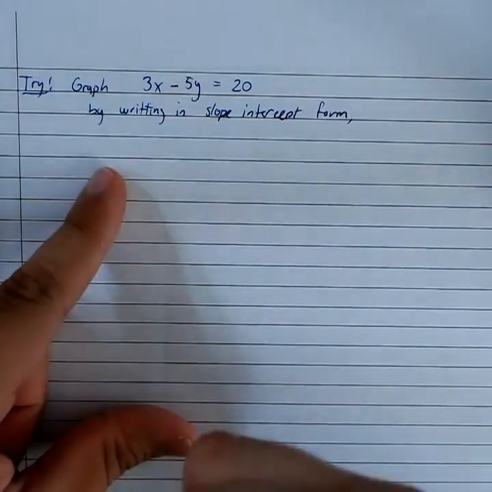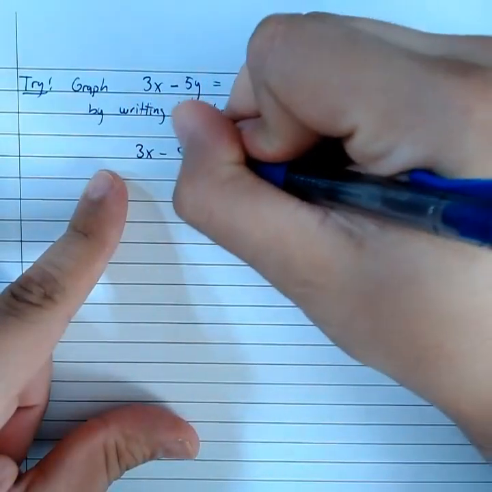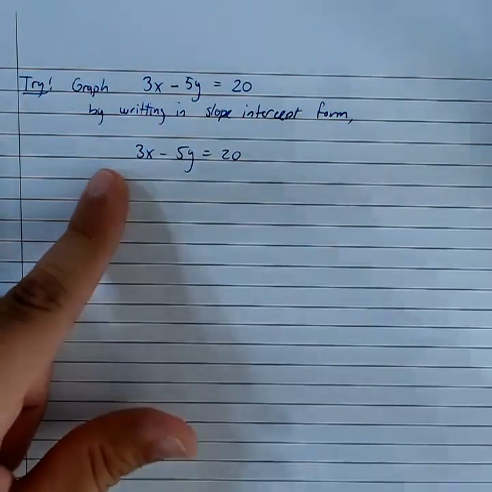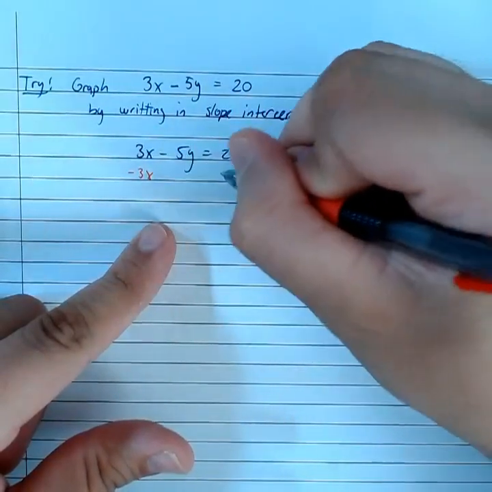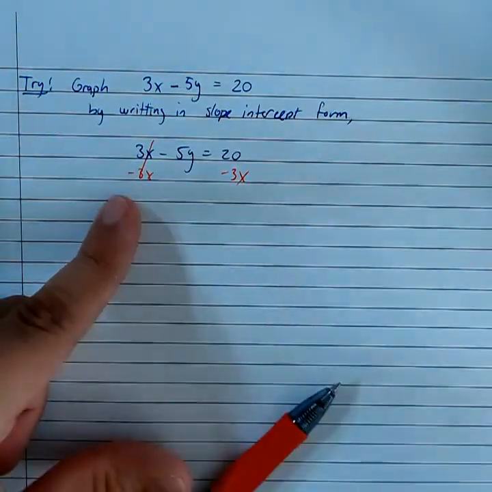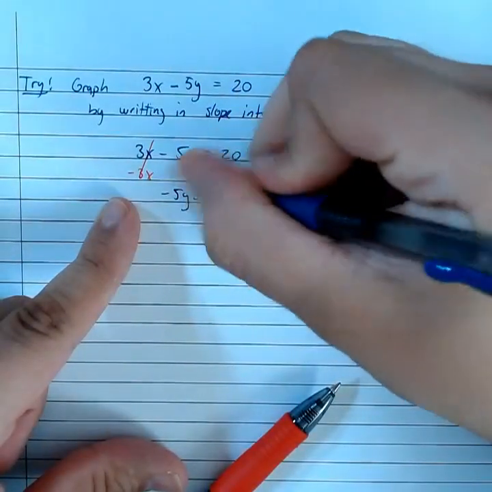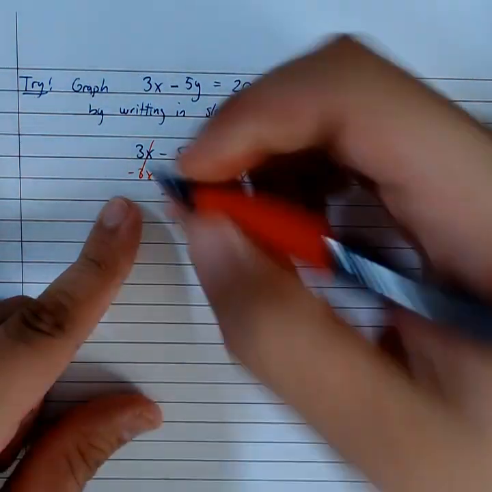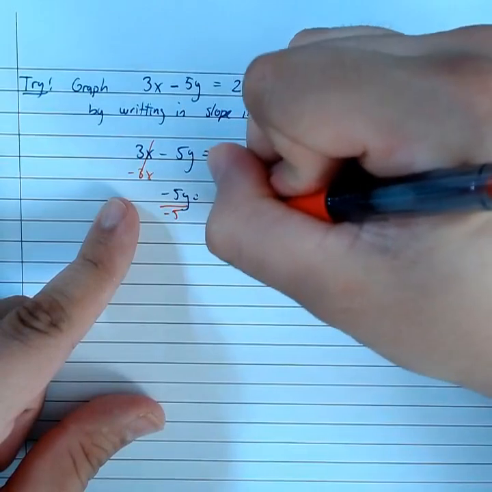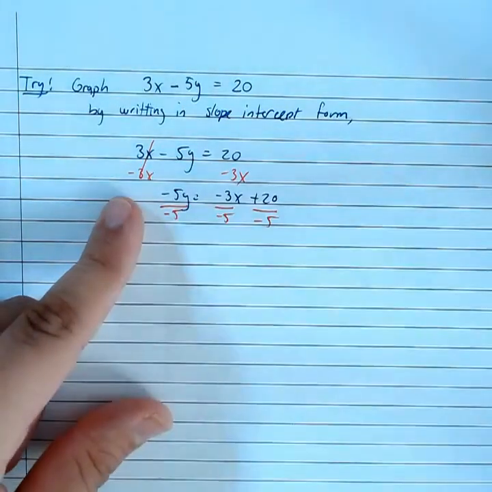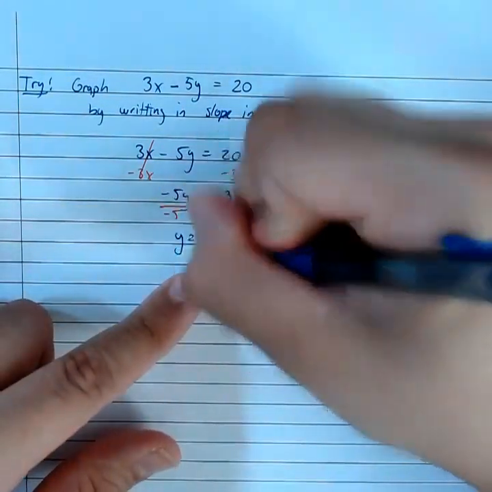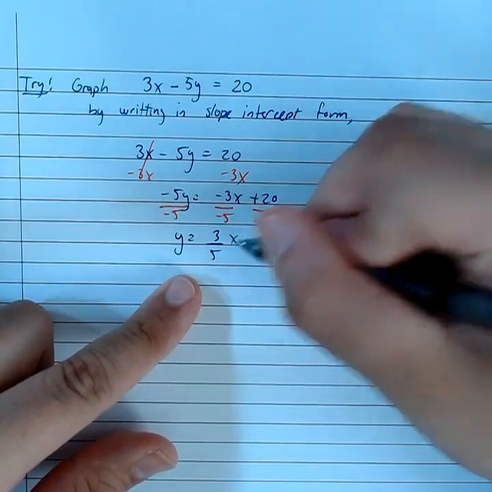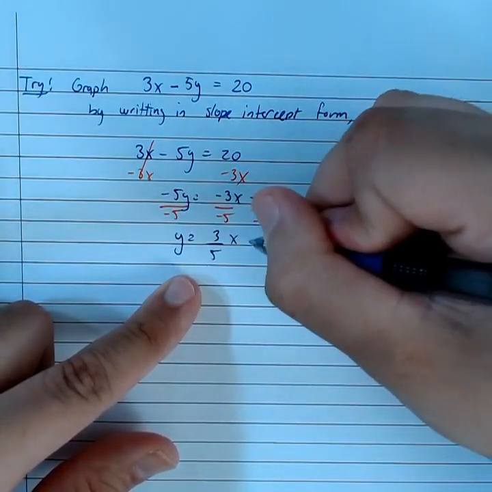All right, so we're going to start off with 3x minus 5y equals 20. I'm just rewriting the original equation. And now I want to solve for y. So minus 3x from both sides. That's going to give me minus 5y equals minus 3x plus 20. And then I'm going to divide everything by negative 5. That's going to give me y equals, double negative makes that a positive, 3 over 5. Don't forget your variable x. And 20 divided by negative 5 is negative 4.